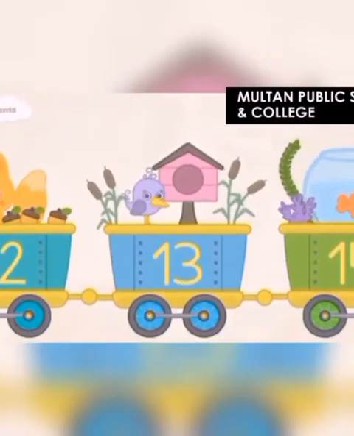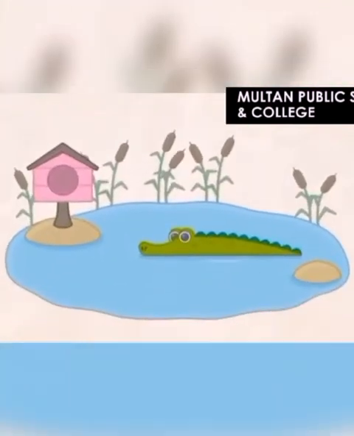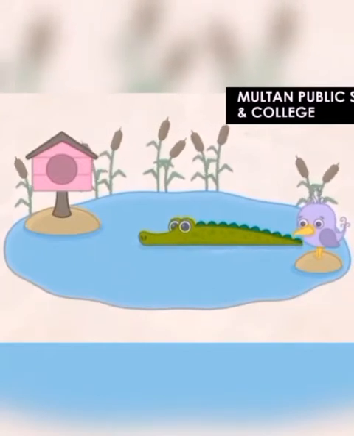Previously we have learned number 11 and 12. Today it's the turn of number 13. Let's put 13 birds on the crocodile.